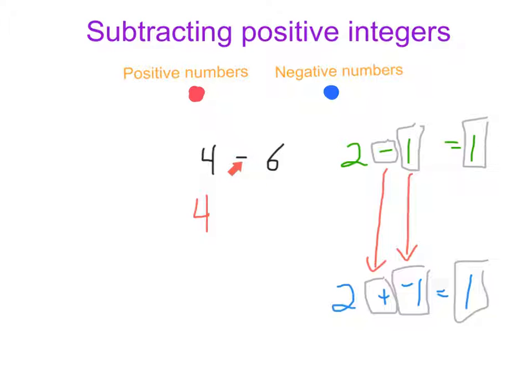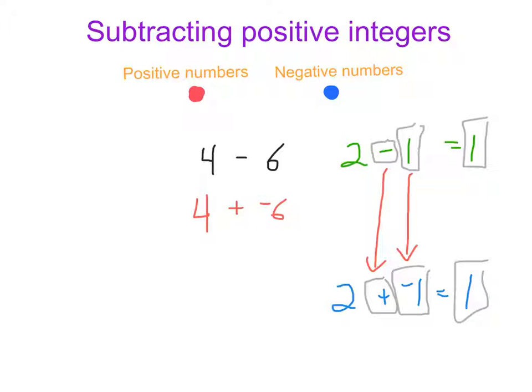So I want to change this to an addition problem. So instead of subtracting, I'm going to add. I did the opposite. Okay, so I was subtracting, this was a positive 6. So I did the opposite, which was adding, and the opposite of a positive 6 is a negative 6. And now I can solve it just like yesterday, right? There's 4 positives and there's 6 negatives.